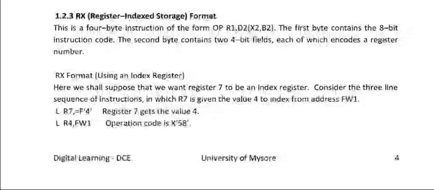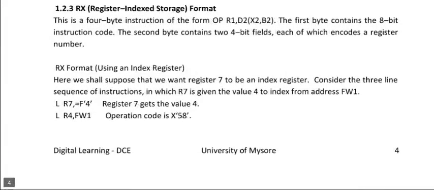For the RX format using an index register, suppose that we want register 7 to be an index register. Consider the 3-line sequence of instructions in which R7 is given the value 4 to index from address FW1. If you consider this example, L R7, =F'4', here register 7 gets the value 4. Similarly, L R4, FW1, here the operation code x58 gets executed. So this is about the register indexed storage format.